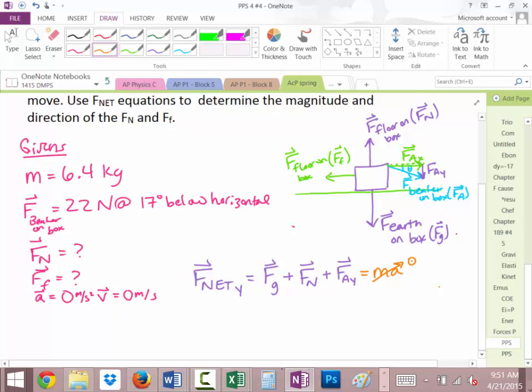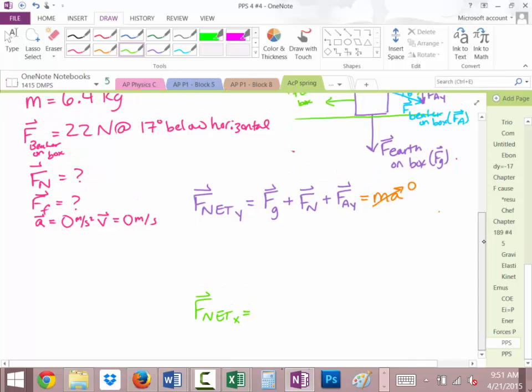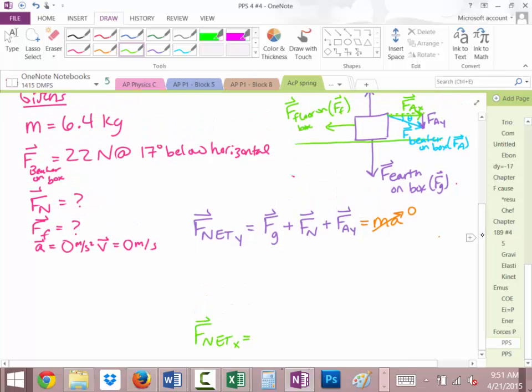All right. I'm going to move down and write down this other F-net equation, then we'll come back and actually do some solving. F-net in the x direction. What forces are acting in the x direction?